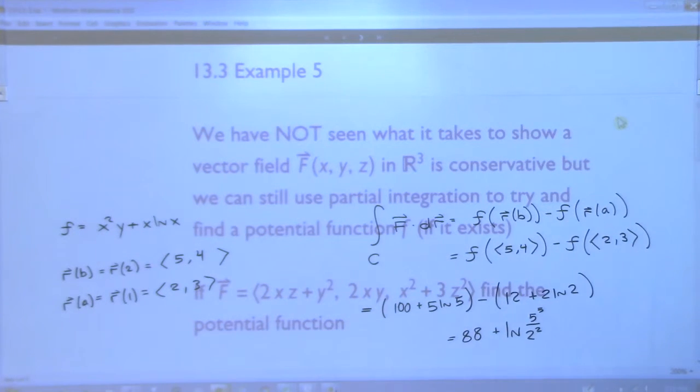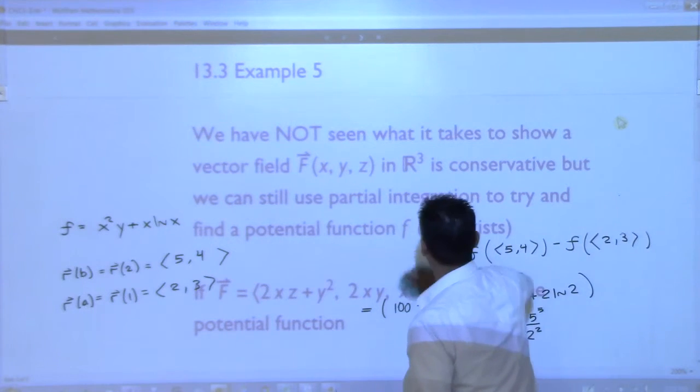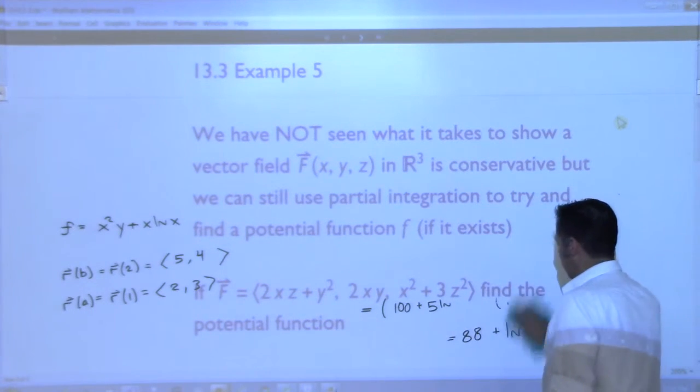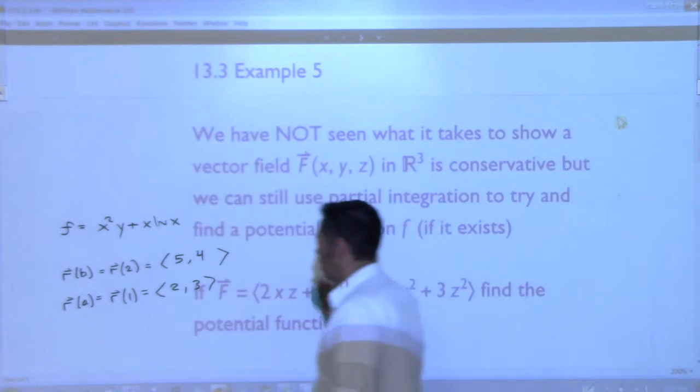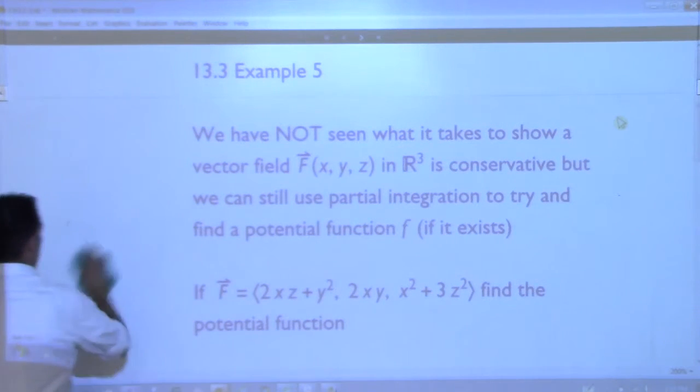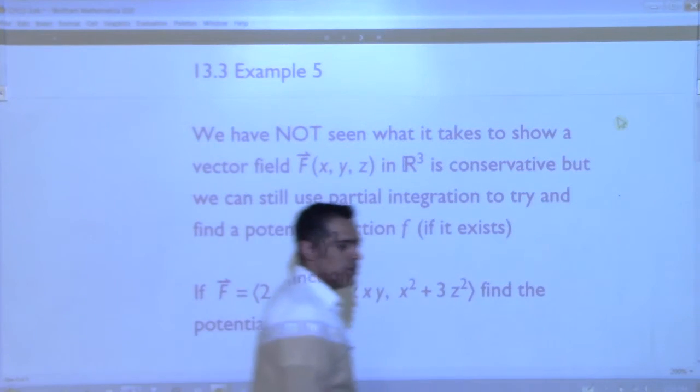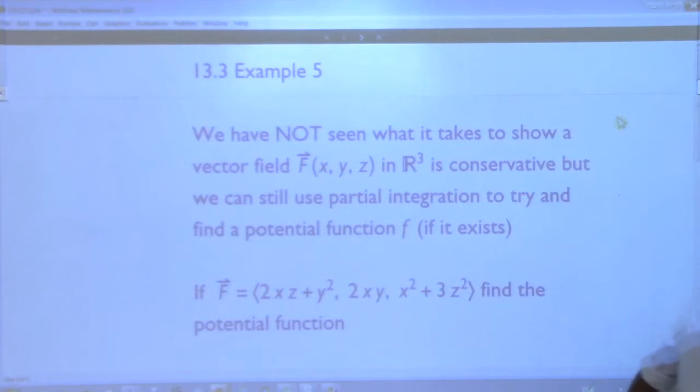Okay, we are moving on. This is a great theorem. I mean, a great result. This fundamental, well, it is a theorem, fundamental theorem of line integrals. But we have avoided three-dimensional vector fields on purpose. So we have not seen what it takes to show that a vector field in R3 is conservative, but we can still use partial integration to try to see if a potential function exists. Later on, there will be a check for conservative vector fields in three dimensions. There will be a way to check it. Just not yet.